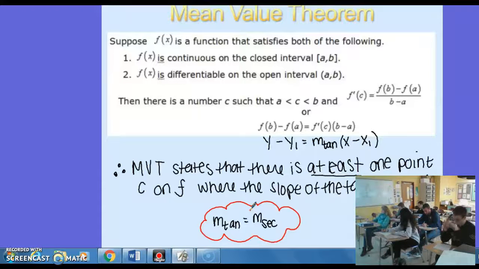Which we have not yet had happen. We've looked at the slope of the secant for average rate of change, and we've looked at the slope of the tangent for instantaneous rate of change, but we have not had an example where the average rate of change equals the instantaneous rate of change. Well, if you got that as a question, the mean value theorem would allow you to prove it. So the mean value theorem would say that the slope of the secant equals the slope of the tangent if f prime of c equals f of b minus f of a over b minus a.